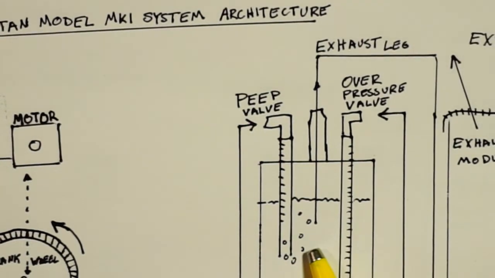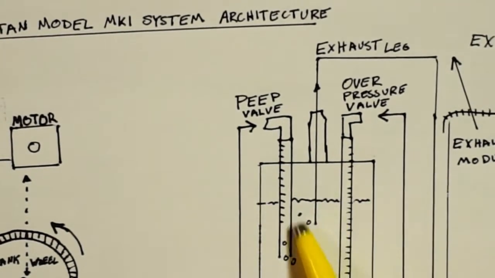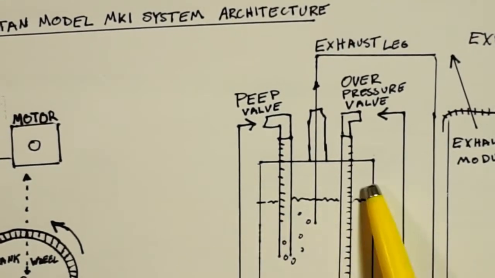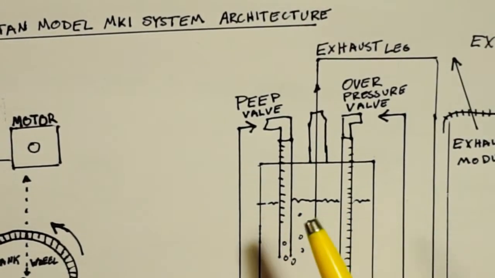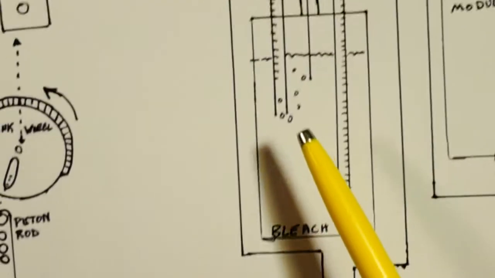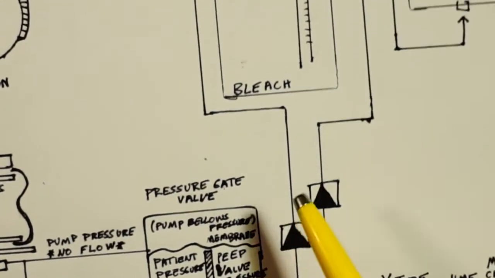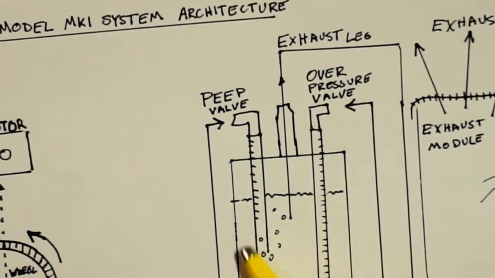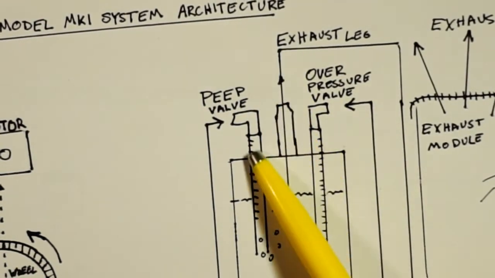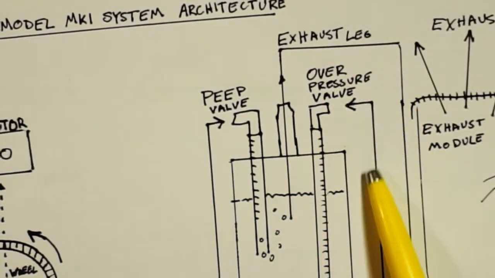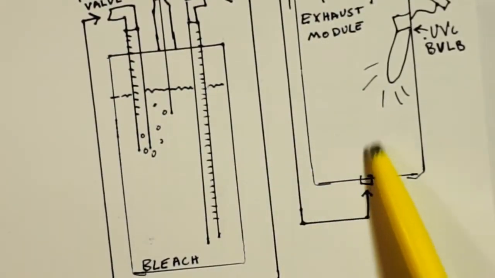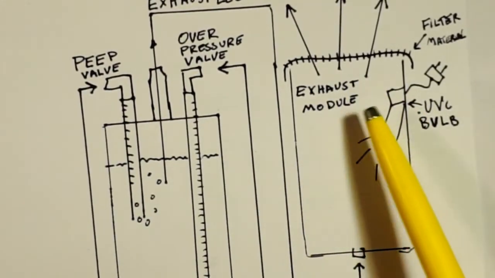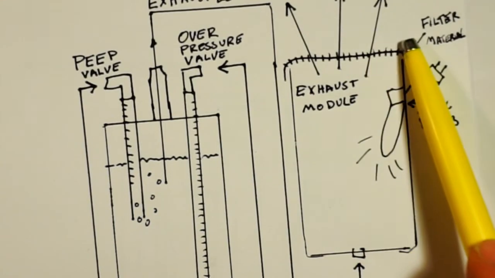Then again, the exhaust, once it bubbles through this fluid, be it water or bleach or hydrogen peroxide, this fluid cannot be sucked back towards the patient because of these two check valves, but it will sterilize to some extent the aerosolized virus in the bubbles coming out of the PEEP. And then this is a sealed chamber with a port that moves down here to the exhaust module, which again has the UVC bulb and the filter.